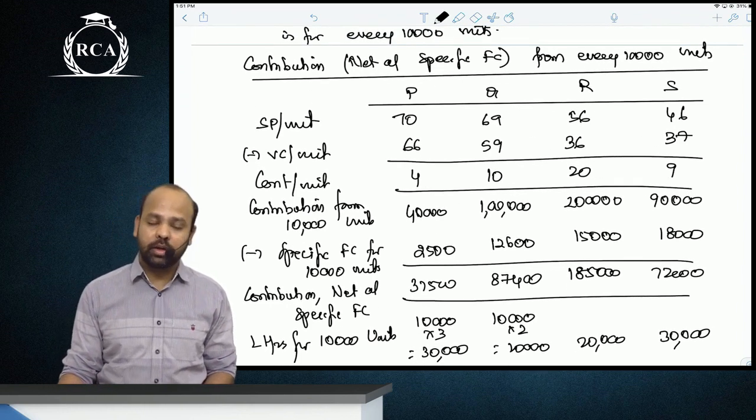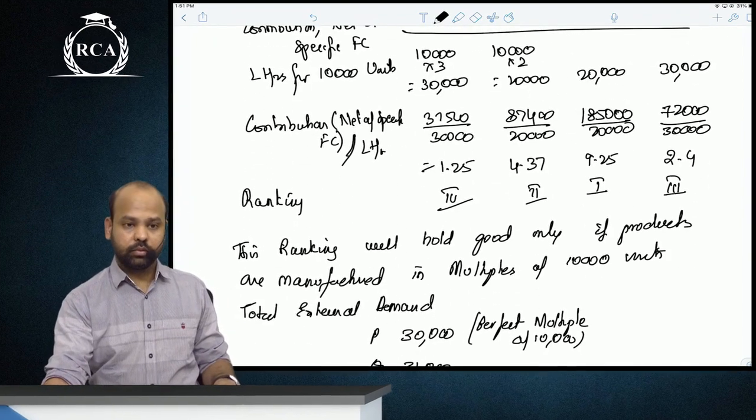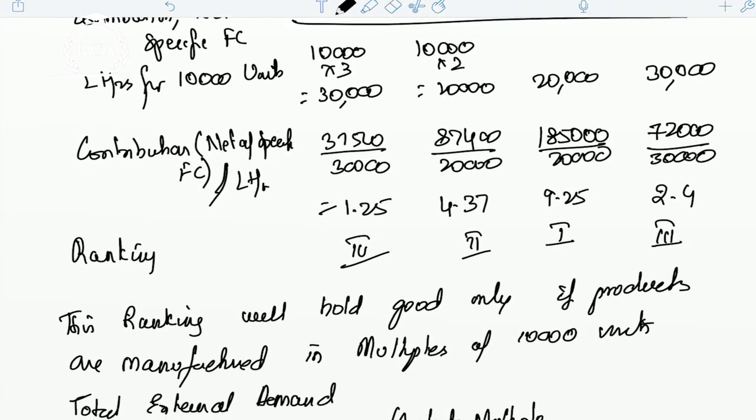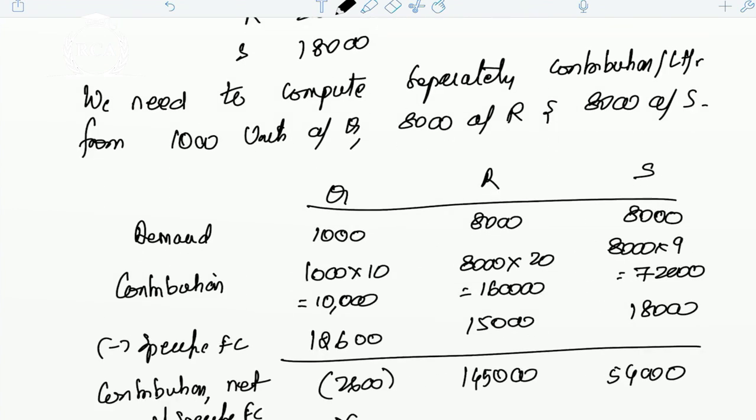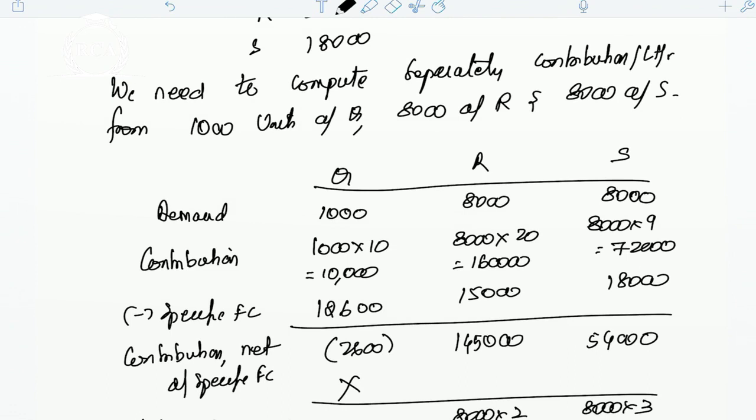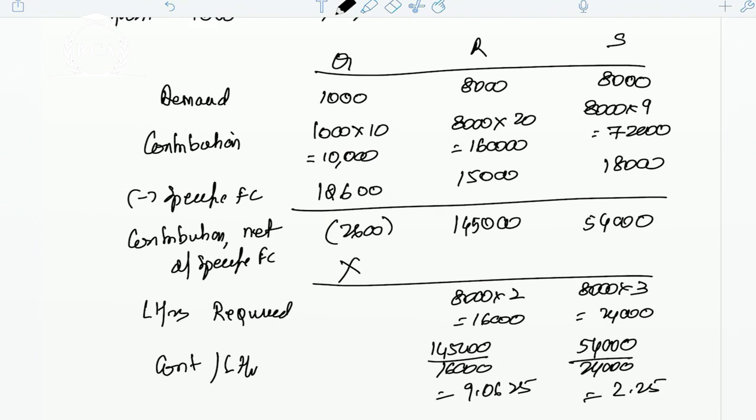Pause and copy this. Here, guys, again, this is a partial demand of 1000 units of Q, 8000 units of R, and 8000 units of S. You can copy this as well.